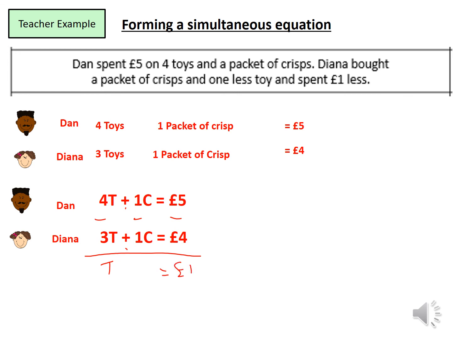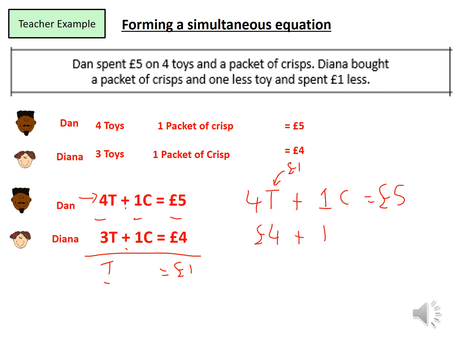So I've worked out that T equals £1. So the cost of one toy equals £1, but that's only half the question. I still need to work out the cost of one crisp packet. Okay, so I substitute this value for T back into one of the equations. I'm going to substitute it back into the equation I made for Dan. Okay, so 4T add 1C equals £5. I know that T is £1, so 4 times £1 is £4.